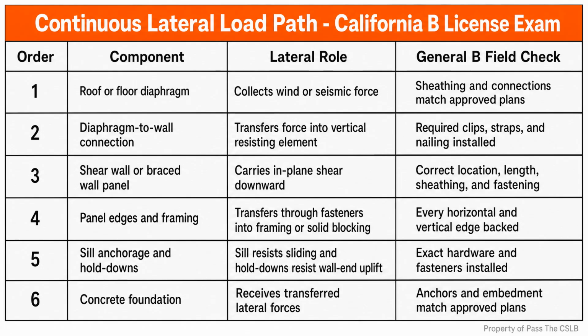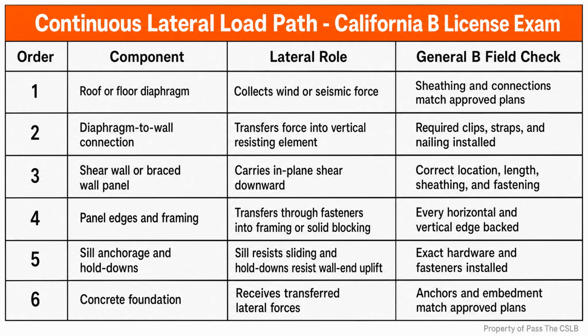Suppose a crew installs every hold down but leaves a required horizontal sheathing seam floating between studs with no solid backing. The hardware at the bottom may be correct, but the panel edge cannot transfer force through the prescribed fastener line into framing or blocking. The path is interrupted above the hardware. The practical lesson is simple. Expensive hardware cannot repair a missing connection somewhere else in the chain.